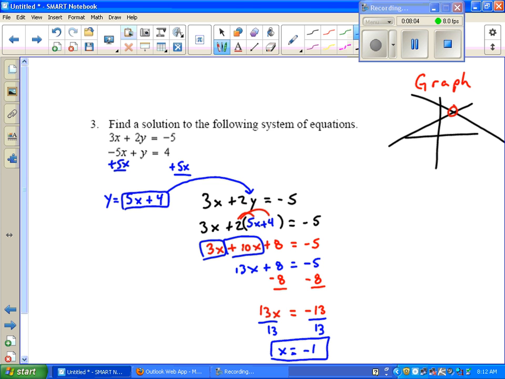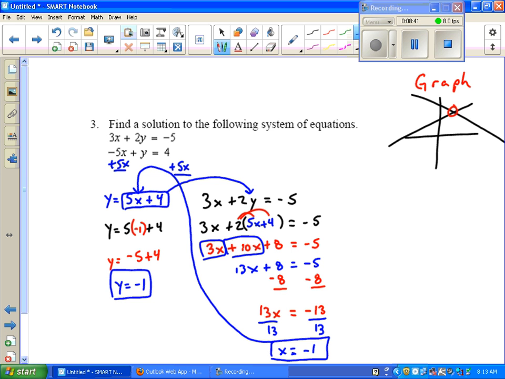So you need to take this value, negative 1, and bring it back up here, where it says y equals. Plug it in place of x. So instead of y equals 5 times x plus 4, now you have y equals 5 times x's value, which is negative 1. 5 times negative 1 is negative 5 plus 4. And negative 5 plus 4, y's value equals negative 1. So you have x's value is negative 1 and y's value is negative 1.